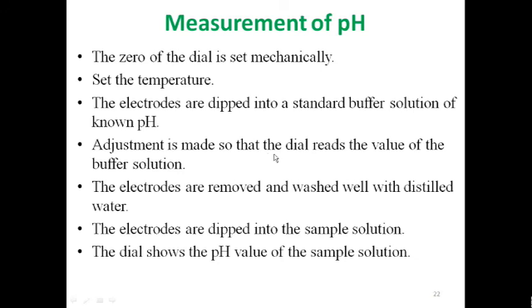After that, remove the electrodes and wash them with distilled water. Then these electrodes are dipped again into the buffer solution whose pH is 4. Adjust if required.